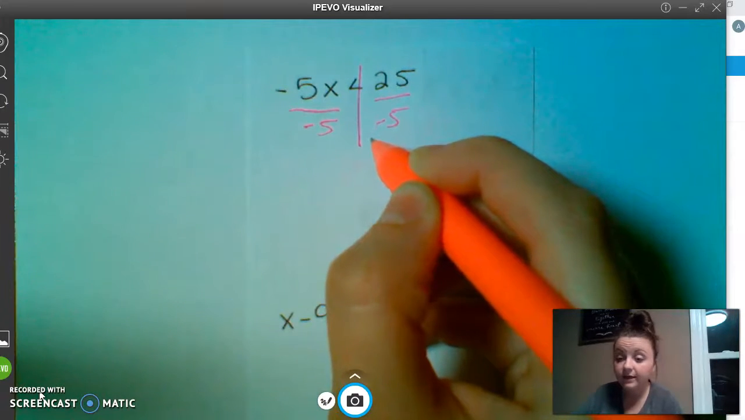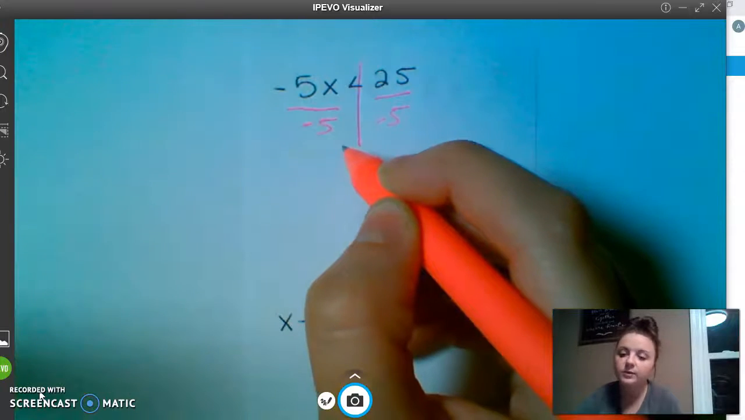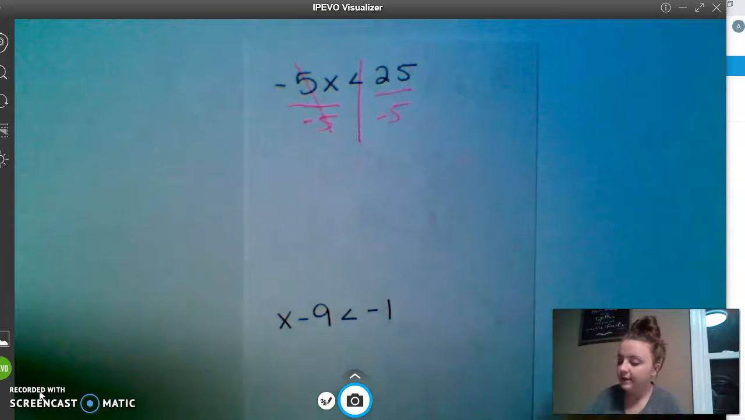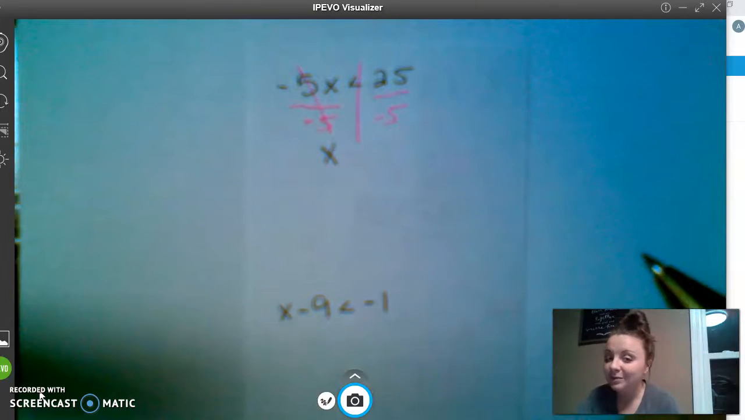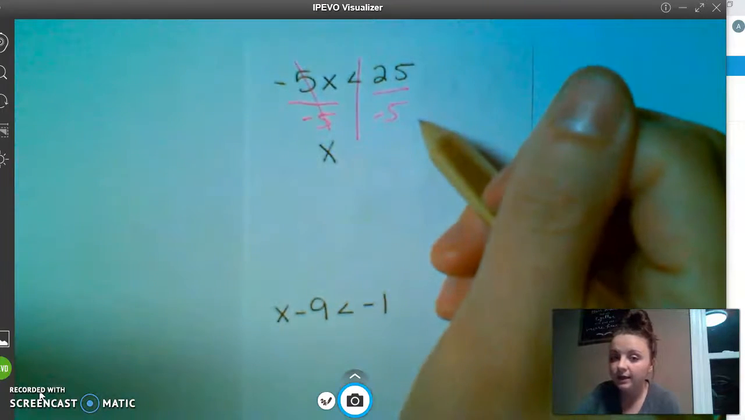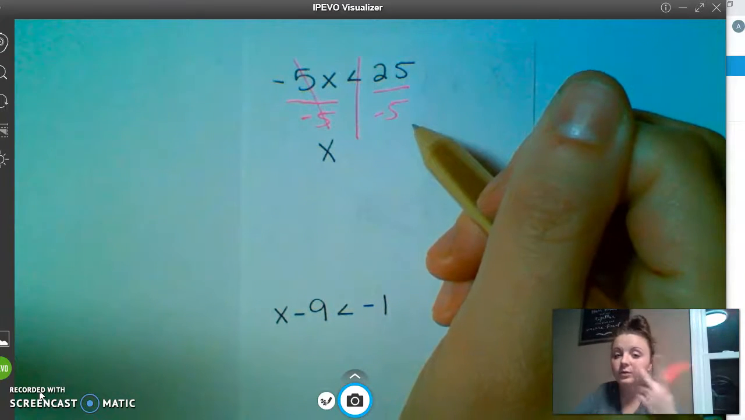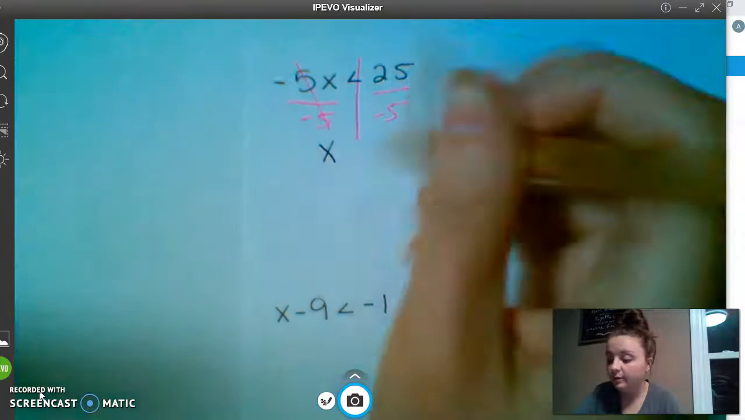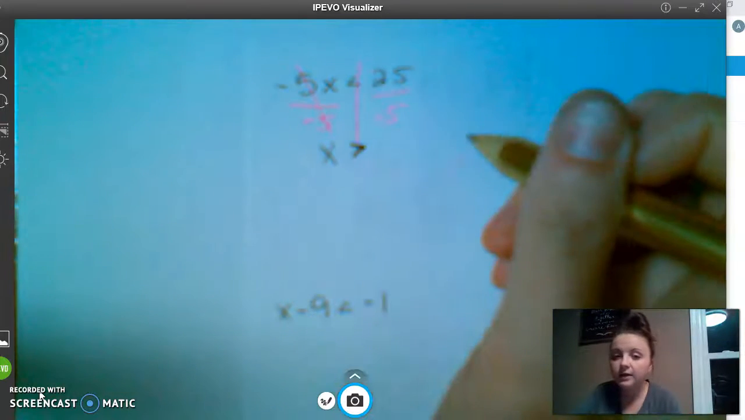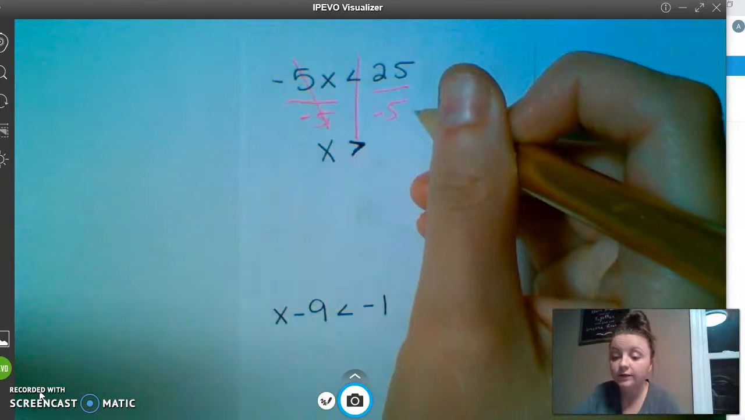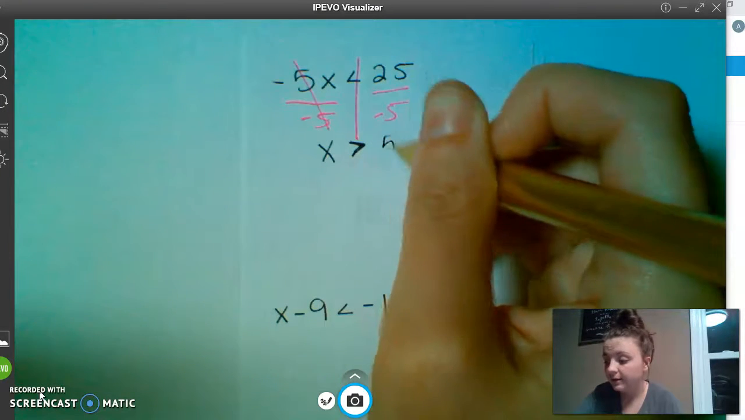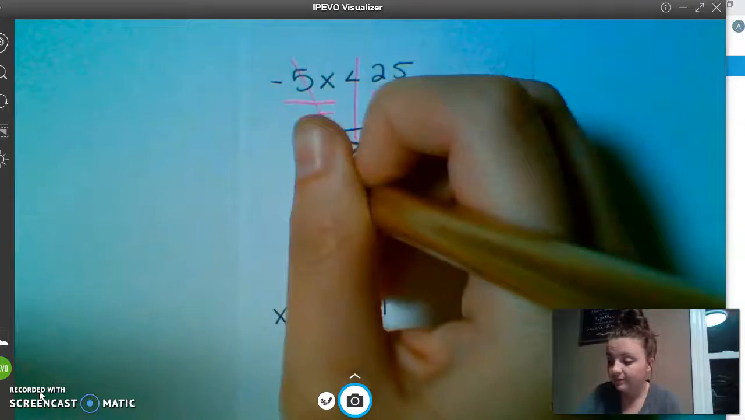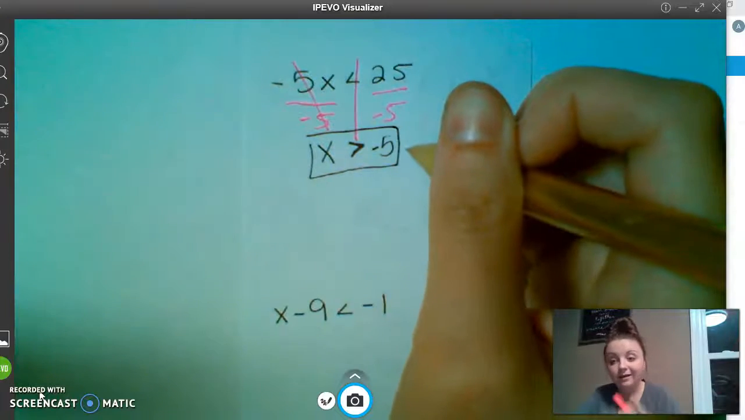Because negative 5 divided by negative 5 is 1, and we don't have to write that 1x because remember, mathematicians are lazy. We look for shortcuts. So those cancel. So I have x, and remember, when you divide or multiply on both sides by a negative number, you have to flip your sign. So I divided both sides by negative 5, so I've got to flip my inequality symbol. And 25 divided by negative 5, well, 25 divided by 5 is 5, and a positive divided by a negative is a negative, so it's a negative 5. So I tried to get you there to remember, hey, you got to flip it.